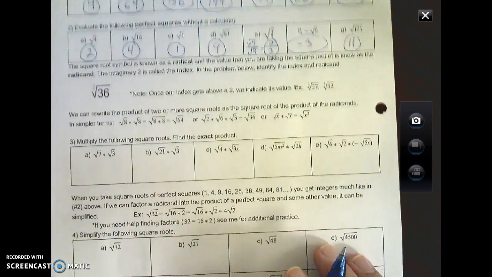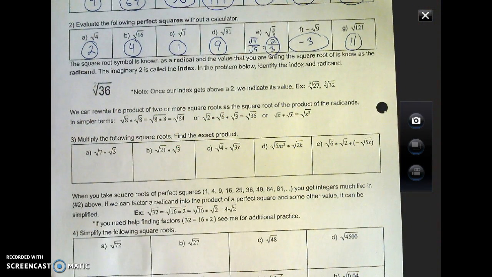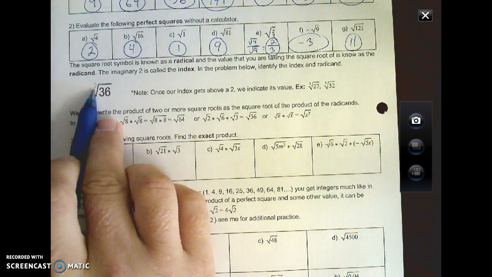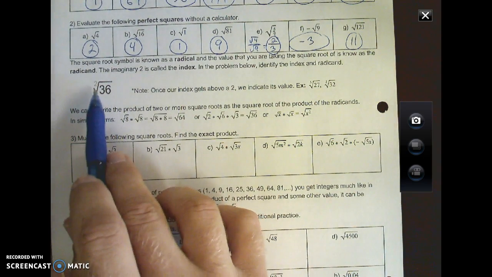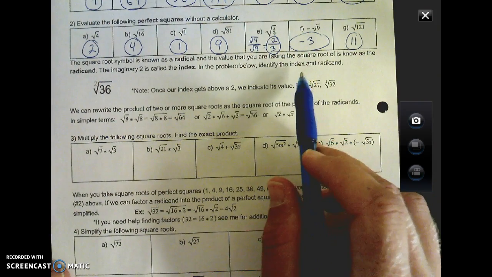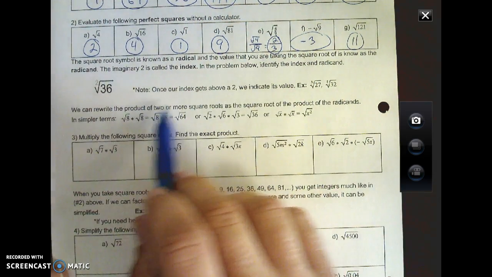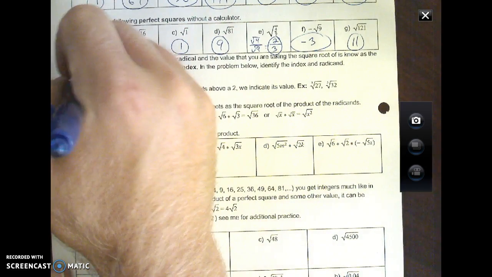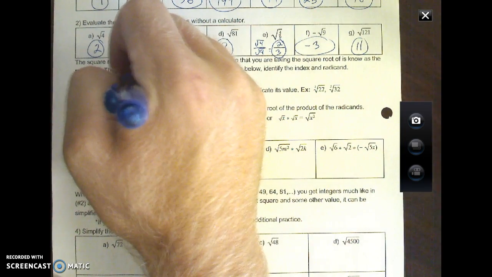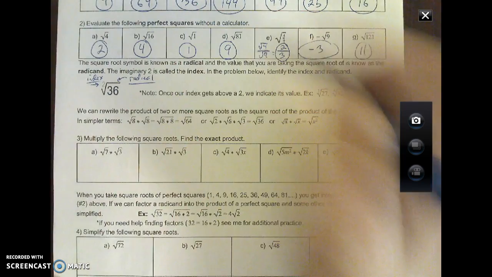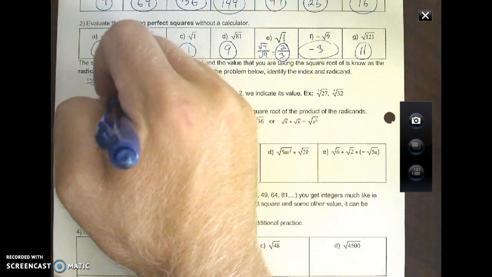Okay? Awesome. So the square root symbol is known as a radical, and the value that you are taking the square root of is known as the radicand. The imaginary 2, so there's really just a little 2 out here, tells you how many times you're timing something by itself. This is called the index. In the problem below, identify the index and the radicand. So here's our index. And then this is called our radical, the square root symbol. And then this number underneath here is the radicand.